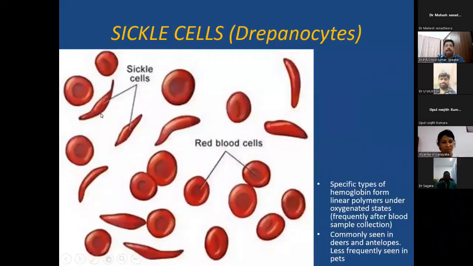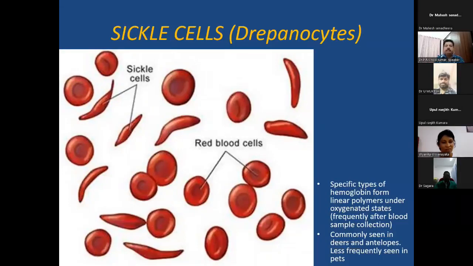Sickle cells. Just to show you the sickle cell, that is all. Sickle cell anemia is not seen as in humans, where it is a genetically inherited disease. In animals, sickle cell anemia is not seen, but sickle cells can be seen sometimes. These are all due to erythrolysis.